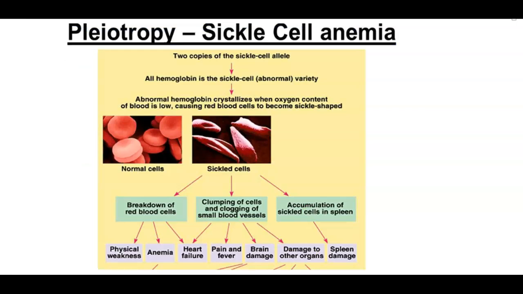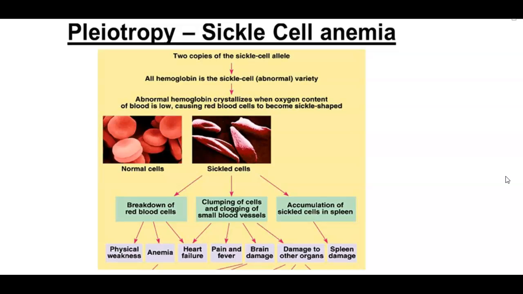So pleiotropy. Look at those sickle cells. So 2 copies of the sickle cell allele. All hemoglobin is the sickle cell variety, so all of their blood cells. Abnormal hemoglobin crystallizes when oxygen content of blood is low, causing red blood cells to become sickle-shaped. And look what happens. It causes breakdown of red blood cells, clumping of cells, clogging of small blood vessels, accumulation of sickle cells in the spleen, physical weakness.